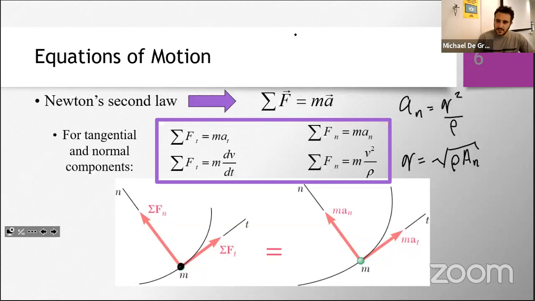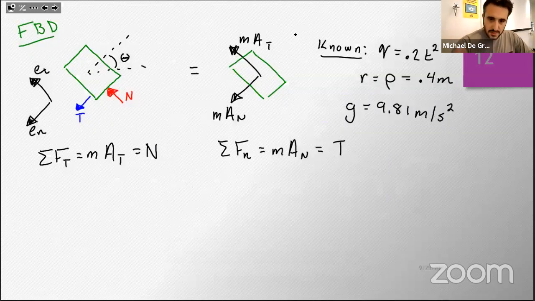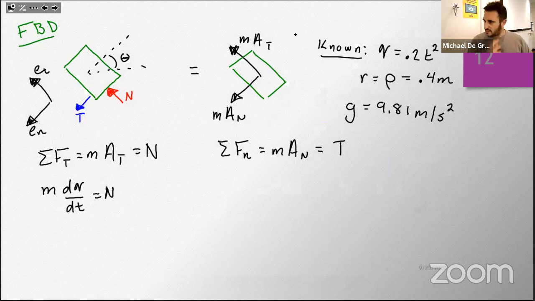So if we take the derivative of v, let's go back up here. I can write this as m dv/dt is equal to my normal force. I know the mass. We were told that the mass was 3 kilograms, and let me put that under my knowns as well: 3 kilograms. I know the velocity equation. I can take the derivative of that, right? So what's the derivative of v here?